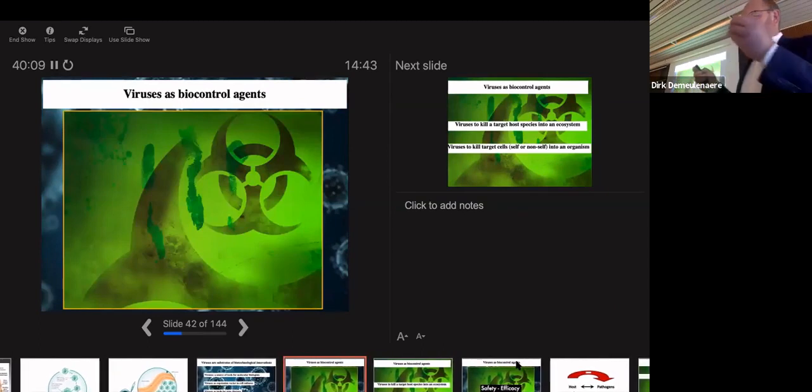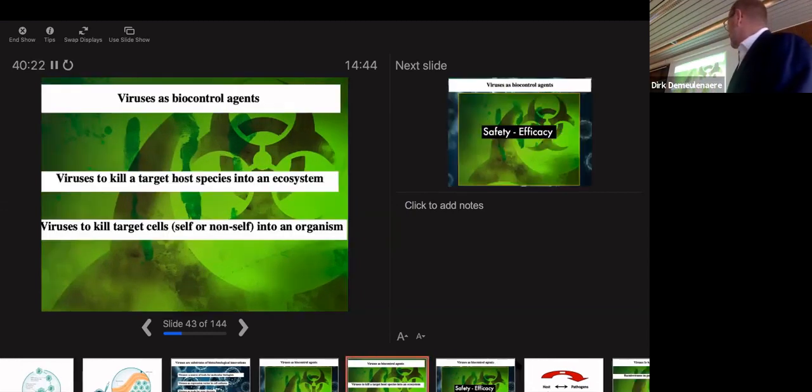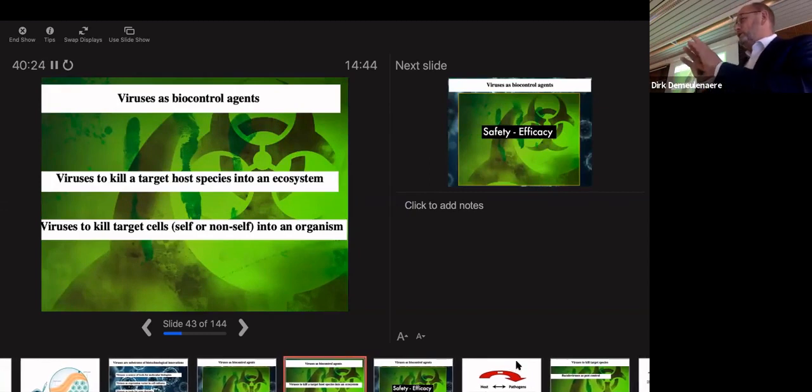Biocontrol means that you use a biological entity to control another biological entity, right? That's the principle of biocontrol. So how can you do biocontrol? Well, we're using virus. I will discriminate two situations. The first, you can use a virus to kill a target host species in an ecosystem, right?